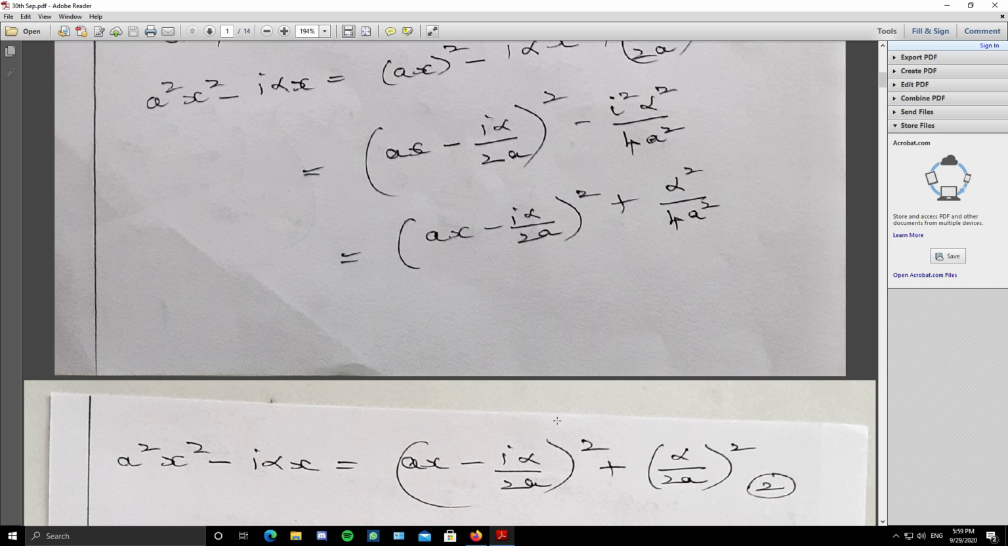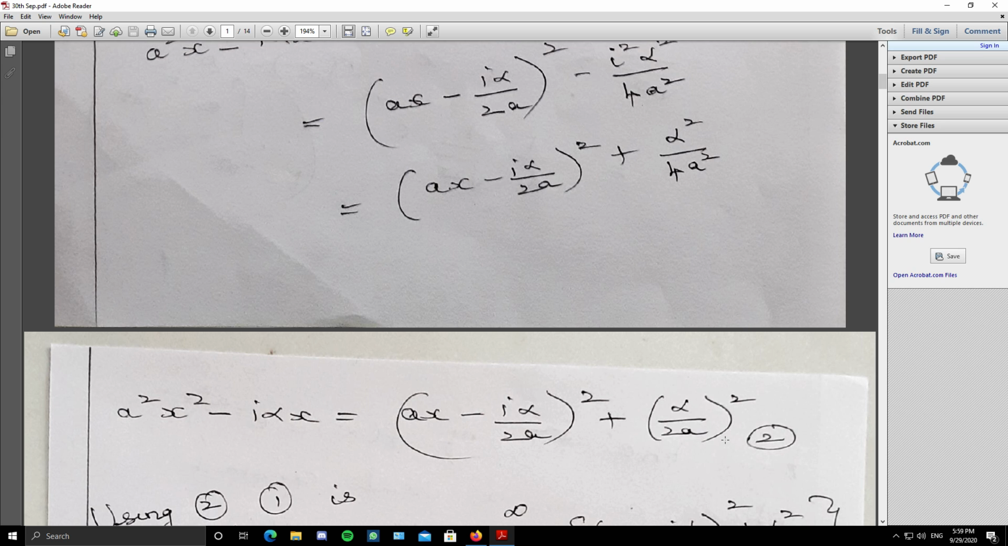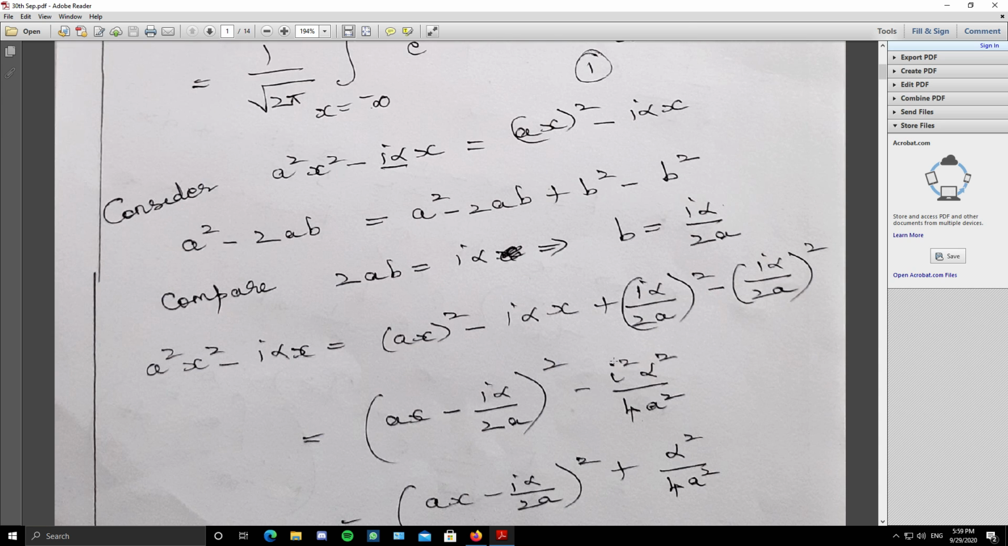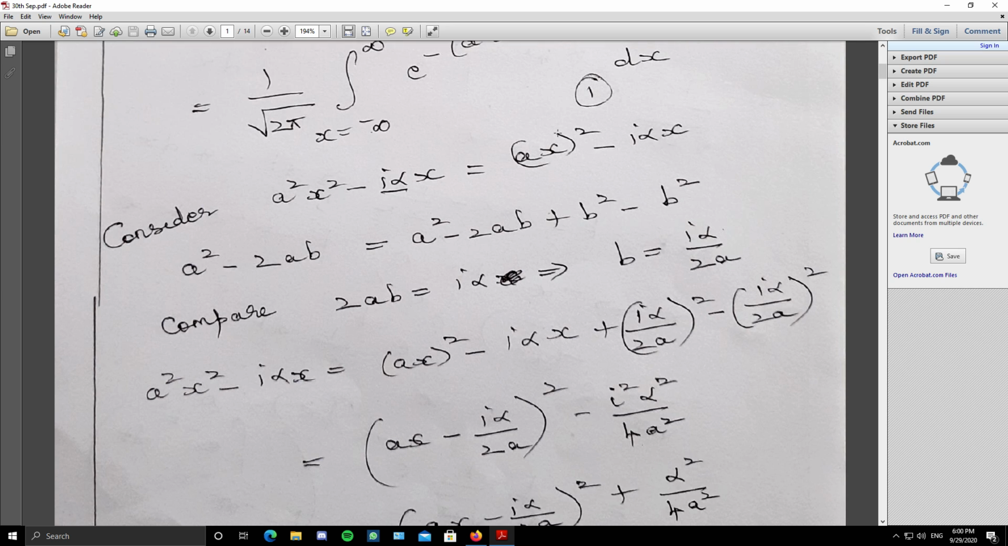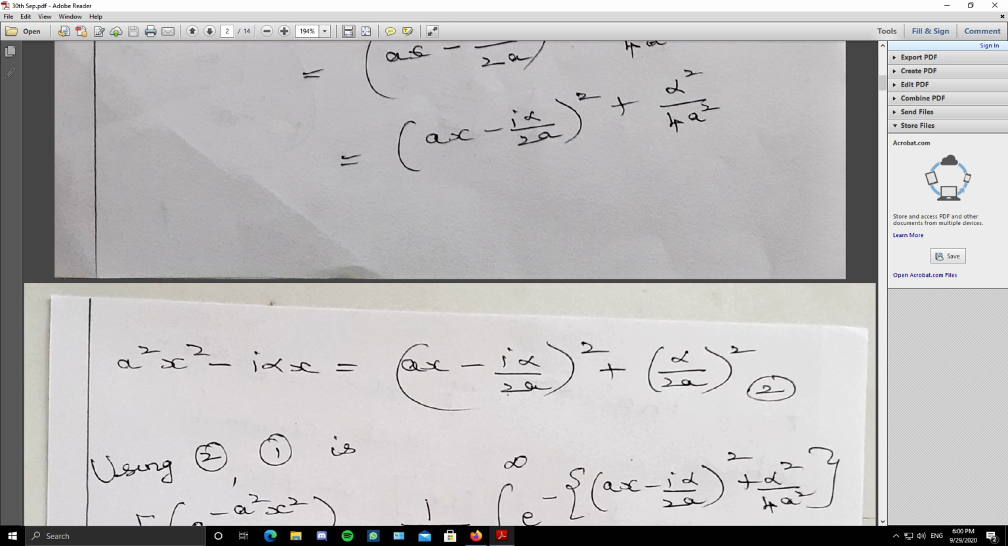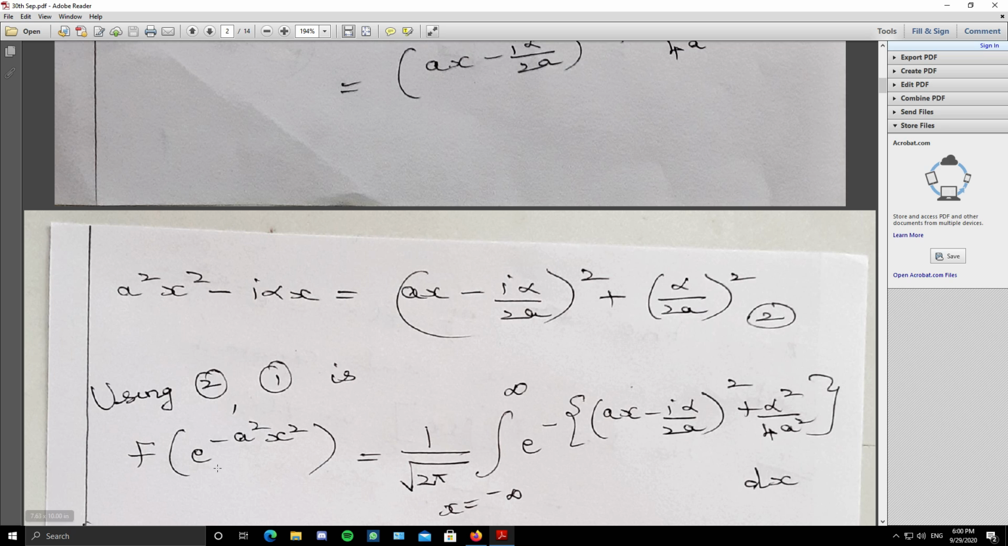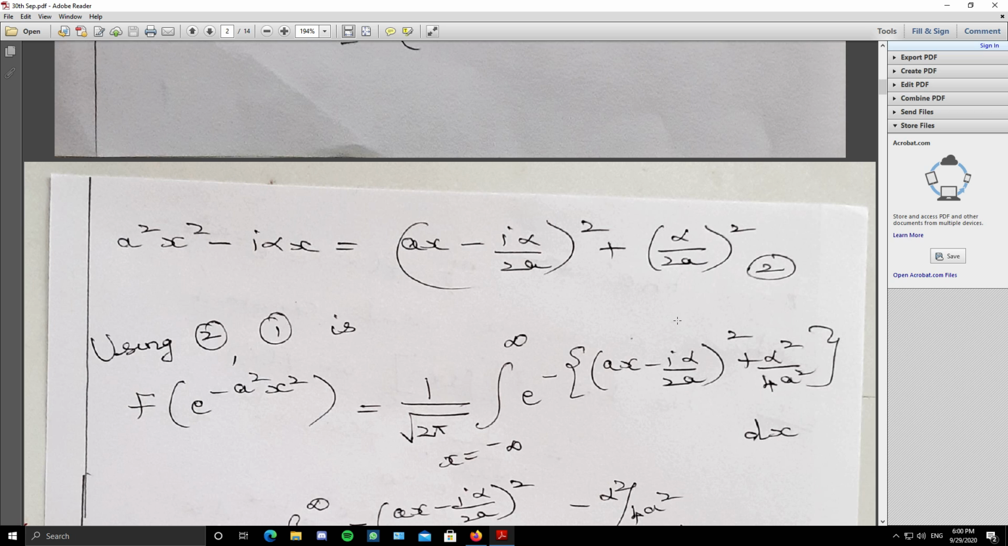So this is written here. We have taken this as 2. Now 2 is substituted in 1. So what is 1? E power minus a square x square minus I alpha x. So this power a square x square minus I alpha x is taken as this expression. So we have used 2 in 1. So the Fourier transform of e power minus a square x square equals 1 by root of 2 pi integral minus infinity to plus infinity e power minus of this term, that is ax minus I alpha by 2a the whole square plus alpha square by 4a square.